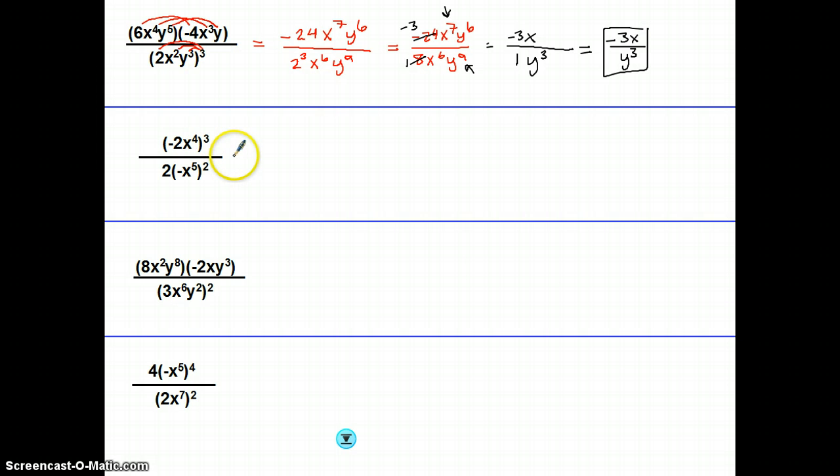Second, I may rewrite my numerator as negative 8 x to the 12th over 2x to the 10th. Reducing my 8 and my 2, I get a negative 4 on top and a 1 on the bottom. 12 minus 10 is 2, so I have x to the 2nd on the top, or just negative 4x to the 2nd.